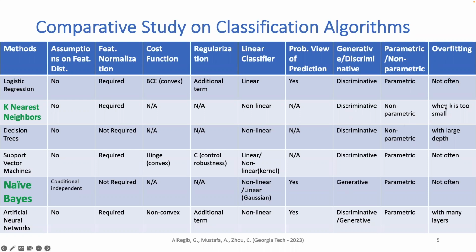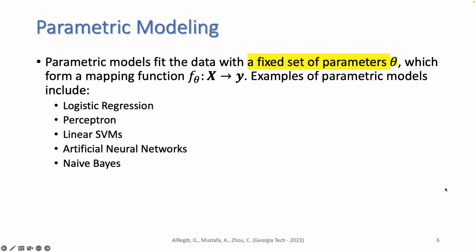So in overfitting, if K is very, very small, and that small depends. Like if it's 1 or 2, then we have overfitting, but it depends on the data itself. But usually if K is small, then we have overfitting in this case. In the naive Bayes, we don't really have that problem in general.